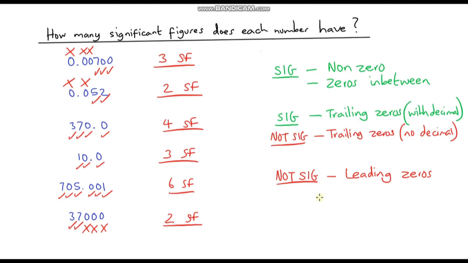Hopefully going through all of these rules now helps you to identify which numbers are significant and which ones aren't. You could write all of this down if you wanted to make a note of that. Whenever you've got any non-zero numbers or zeros in between non-zero numbers, they are always counted as significant. Any leading zeros are always counted as not significant. But whenever we have any trailing zeros, it really depends on whether we've got a decimal or not as to whether they're significant or not.